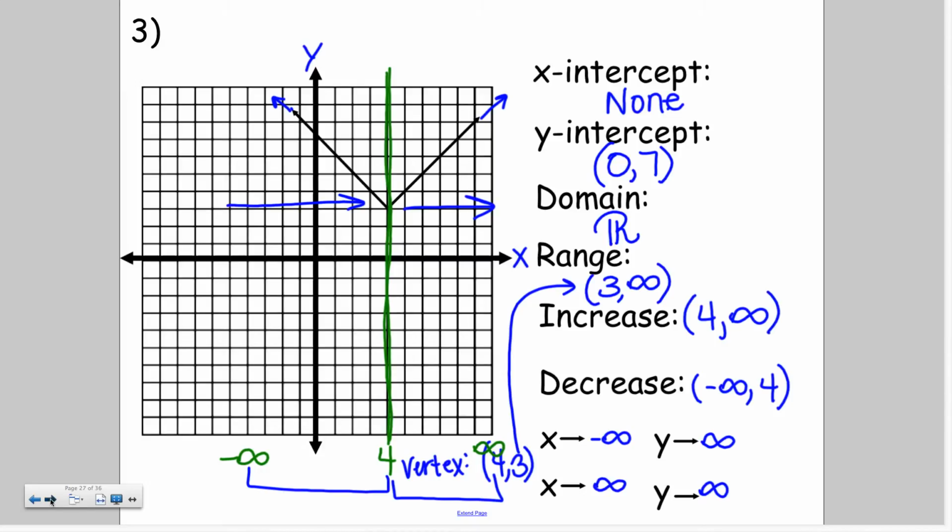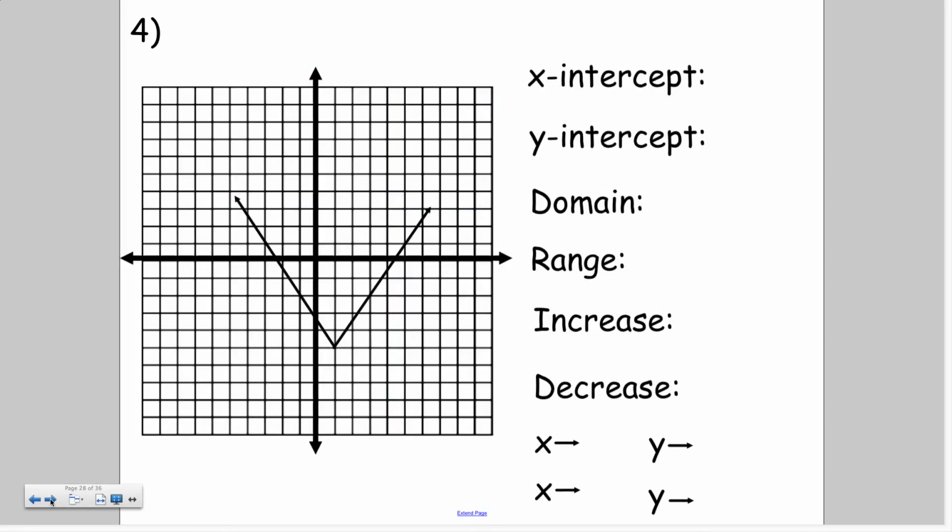All right, next one. All right, our vertex. So vertex is going to be right here. So 1, and then we go down 1, 2, 3, 4, 5 to -5. All right, my range, my ends are going up, so it's -5 to infinity.